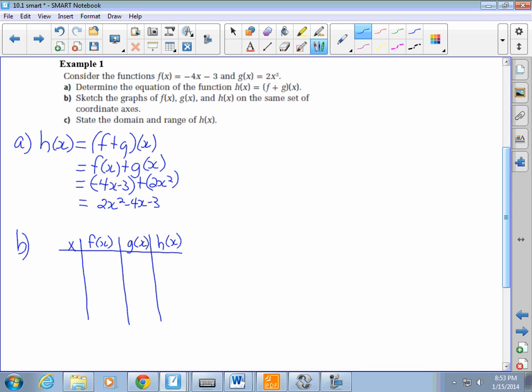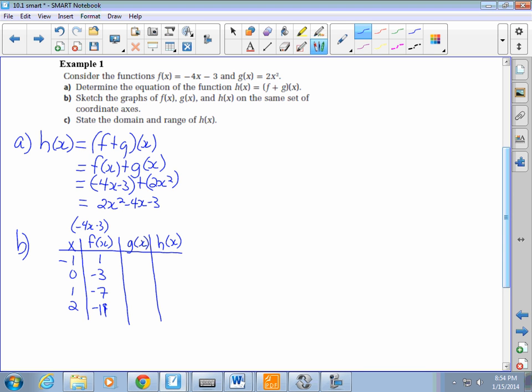So if I use negative 1, 0, 1, and 2 as my input values, if I do that in f of x, remember that is negative 4x minus 3. So that is negative 4 times negative 1 is positive 4 minus 3, leaves me with 1. If I substitute a 0 in there, I'm left with negative 3. If I substitute a 1, that's a negative 7. If I substitute a 2, oops, that's a negative 11.